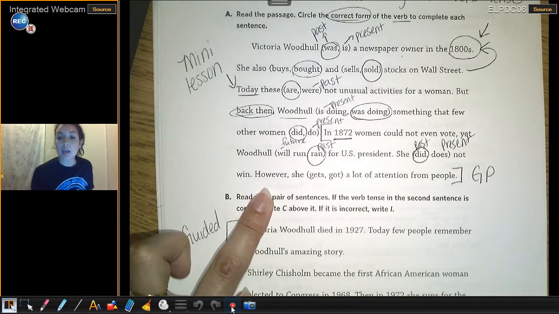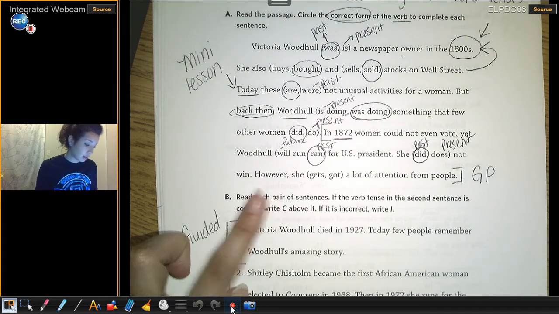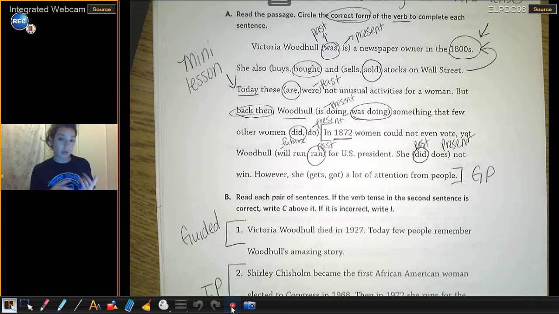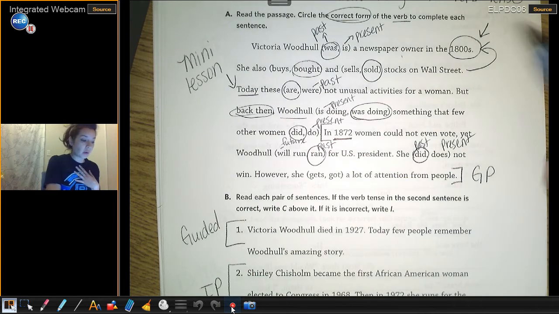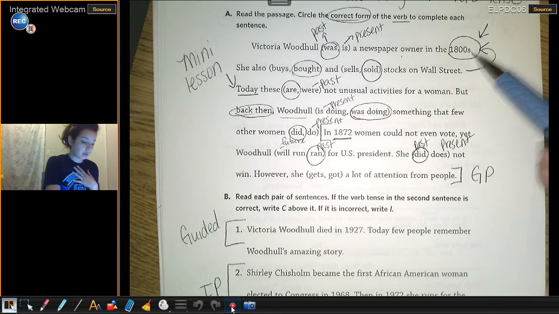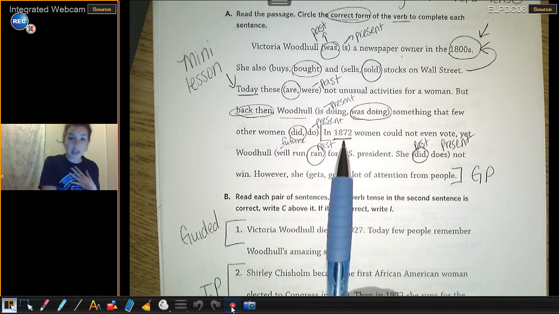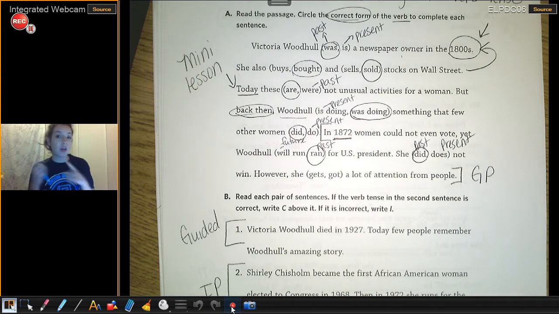Continue on, read with me. However, she blank a lot of attention from people. Okay, we're still talking about Woodhull. Woodhull is from the what? 1800s. She ran for president in 1872. That all happened in the past.